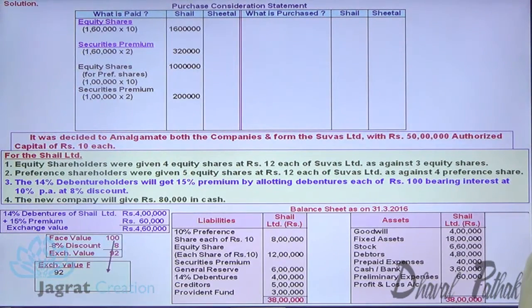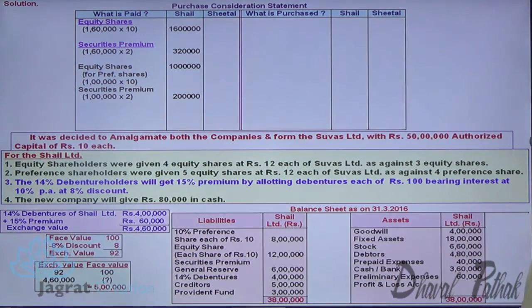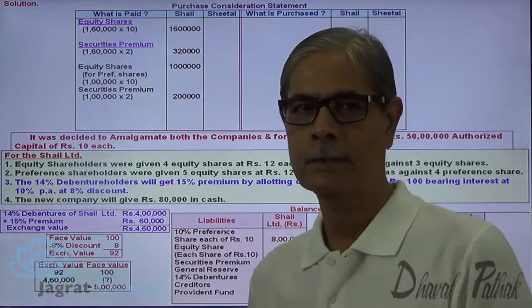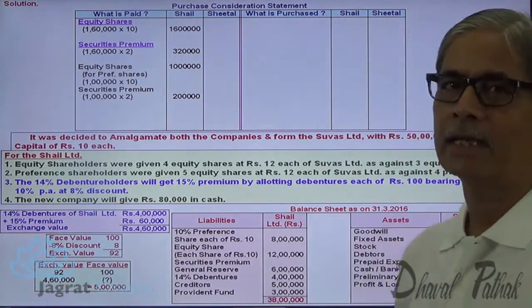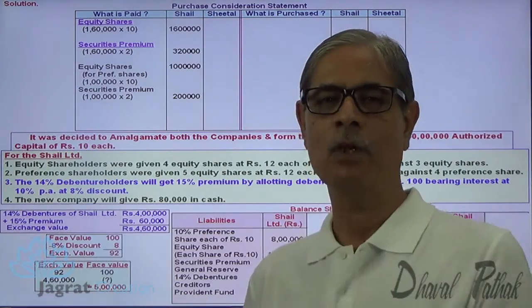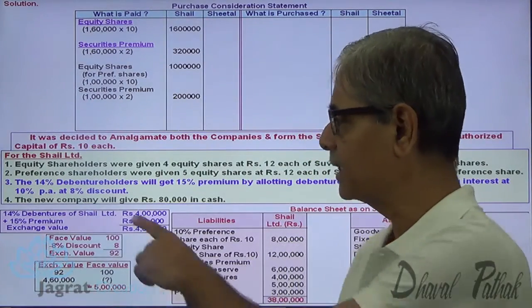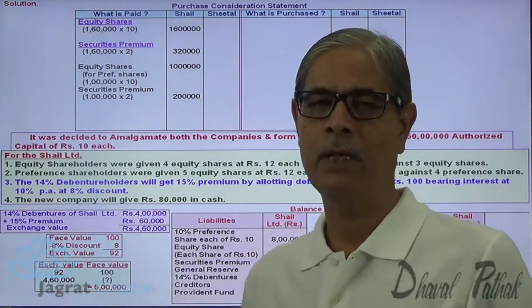So 92 gets paid by giving 1 debenture of 100 each. What is the face value of debentures needed to make a total payment of 4,60,000? So we are required to give debentures of 5 lakhs. Now in a purchase consideration, we cannot write 5 lakhs. We have to write the exchange value of assets and liabilities. And the exchange value of debentures is 4,60,000.